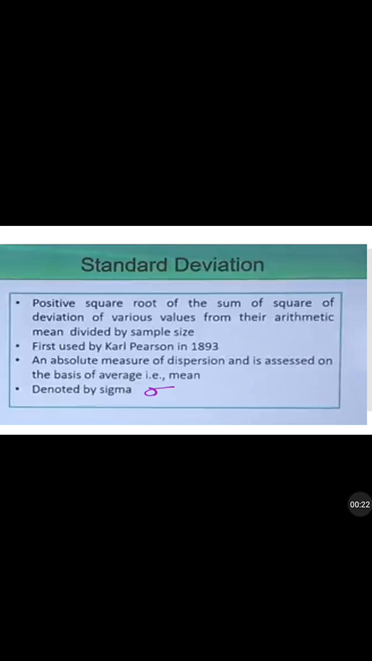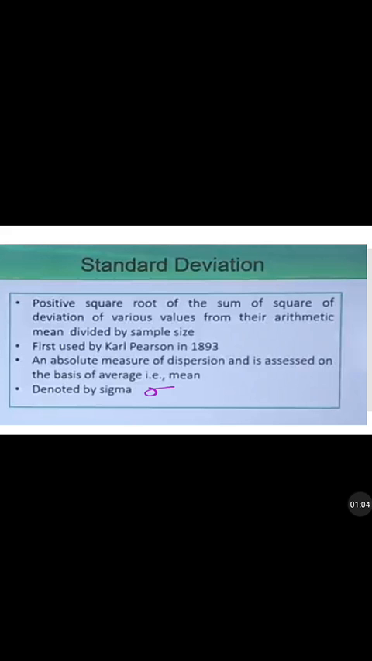Standard deviation is known as the positive square root of the sum of the squares of deviations of various values from their arithmetic mean divided by sample size. Here under standard deviation, we are going to see the deviations from the arithmetic mean, then square those values, and finally find the square root of that value, where the sum of the squared deviations is divided by n, that is the sample size.